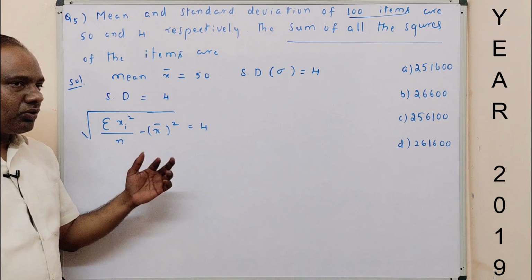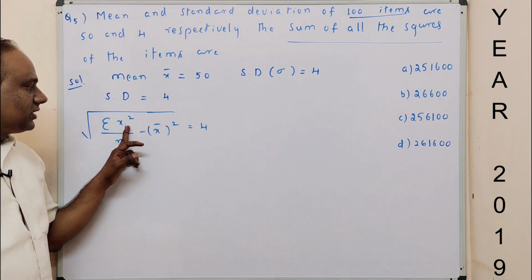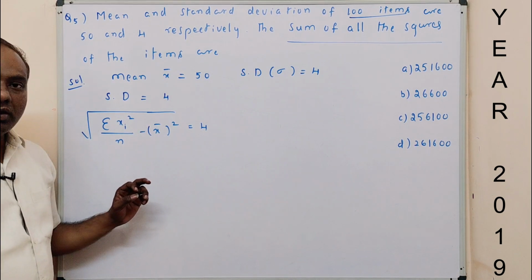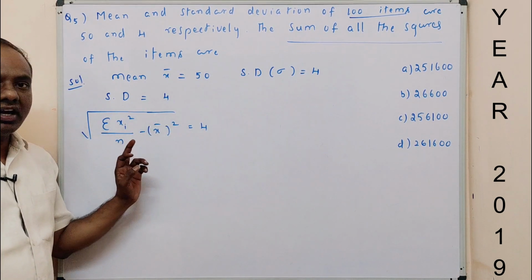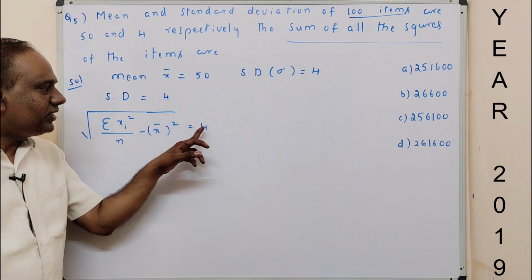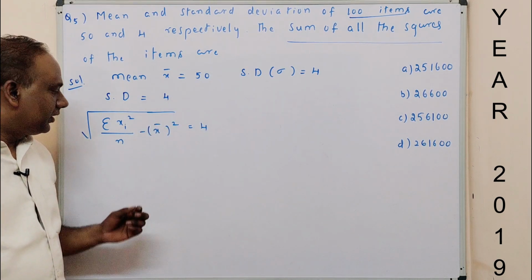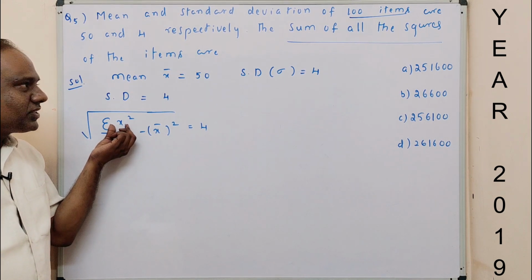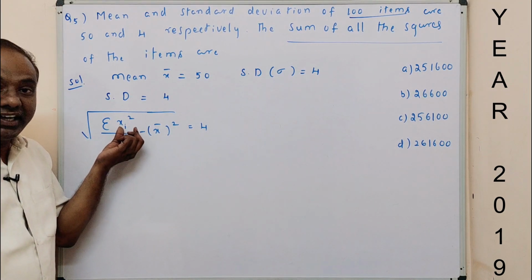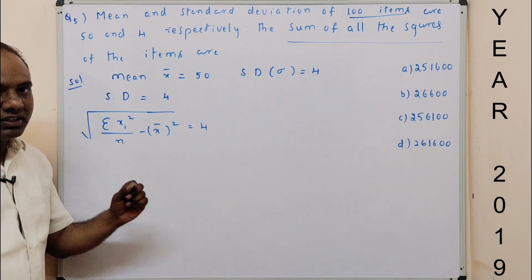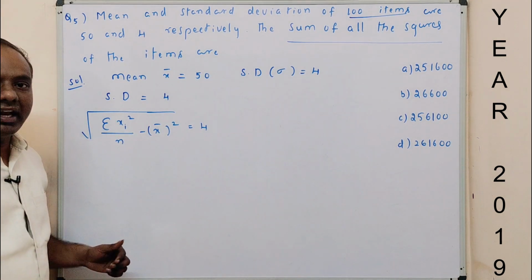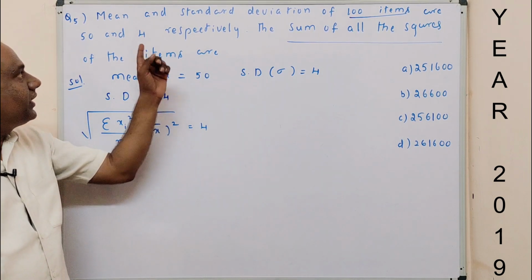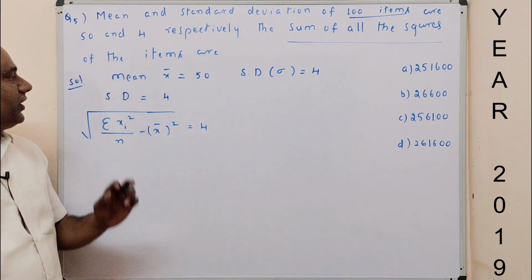So standard deviation is equal to, the formula is square root of summation of xi whole square by n minus x bar whole square. This is actually standard deviation. The value is they given 4 here. Here n means number of items. It is sum of xi square, sum of all the squares of items. Actually that question they asked, this value we need to calculate here. Here x bar is the mean. Mean already they given, that is 50.